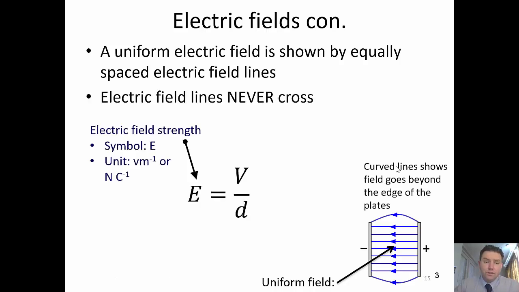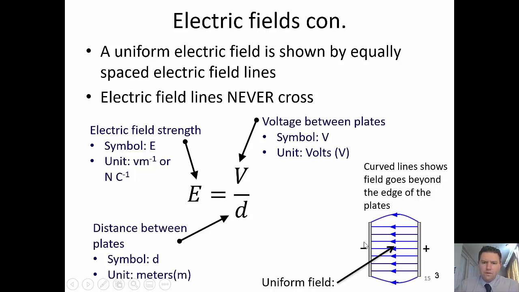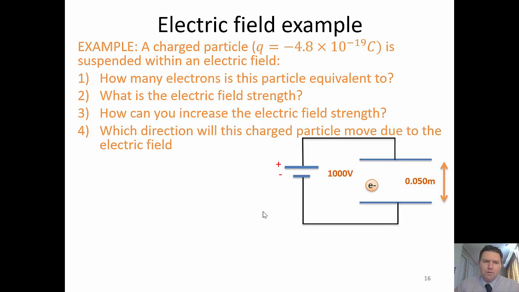How do we define electric field strength? Electric field strength is defined as the voltage between two plates divided by the distance between them. Notice that there's a distance d here. We're going to come up with an equation soon for energy, and that's also got a d, but those two d's are not necessarily the same. How do we make this make sense? It's probably best done with an example.